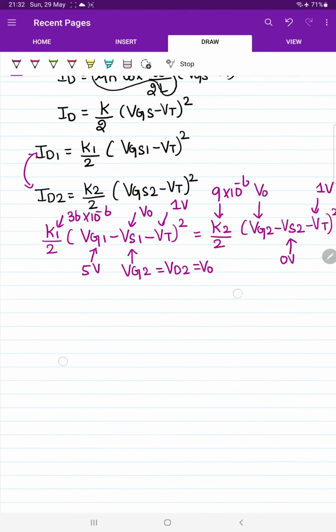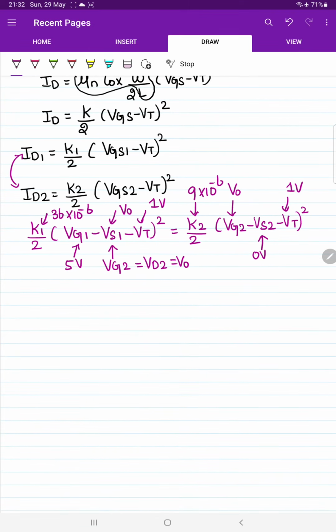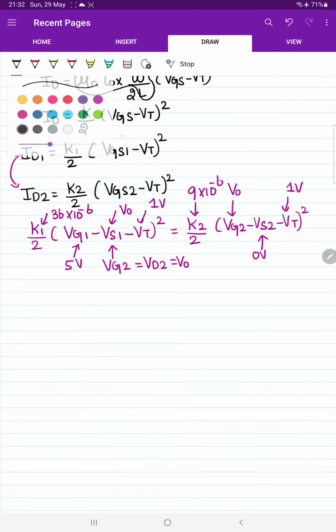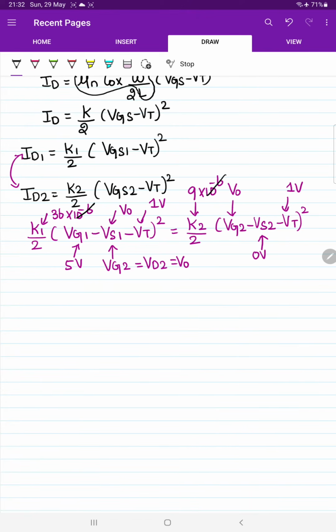If you compare both LHS and RHS, let me compress this. From here I can say the conclusion. See, the microampere will get cancelled on both sides. Yes sir. 4 times 9 will give you 36. This 2 will also get cancelled on both sides. So finally it will become 4 times (5 minus V0 minus 1) whole square equal to (V0 minus 0 minus 1) whole square.